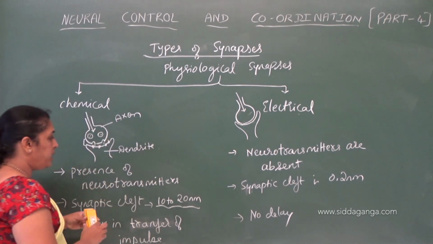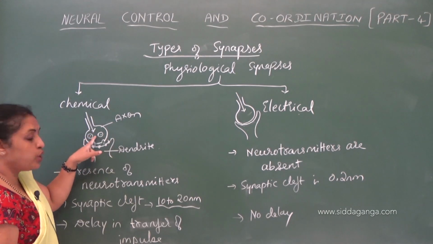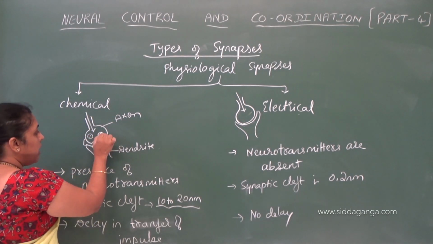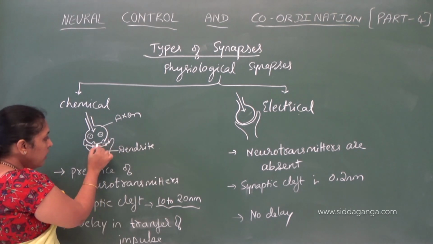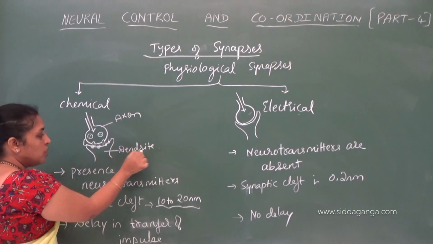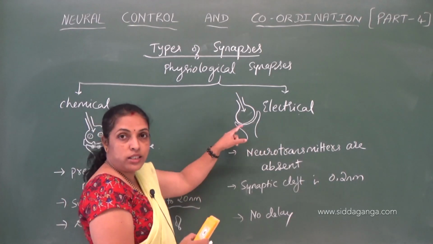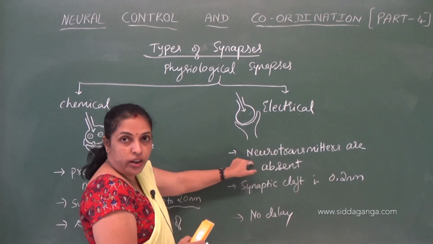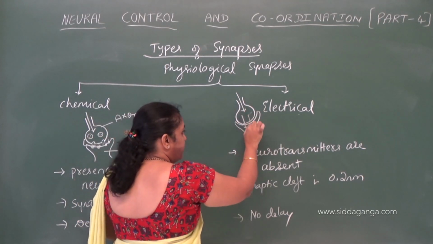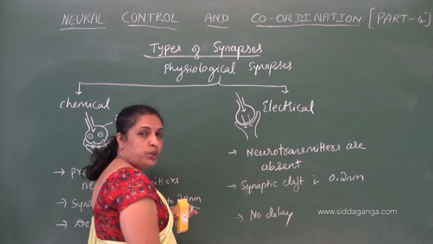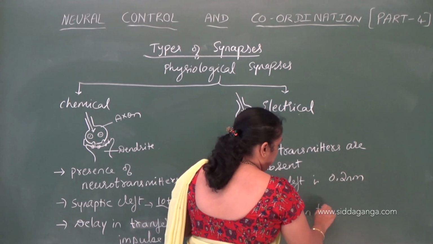Why do we see a delay here? Once the action potential reaches the axon terminal, the secretory vesicles or neurotransmitters have to be released into the synaptic cleft, and then they are added to the receptors present on the dendrite. So it will take time, whereas in electrical synapse, as there is an absence of neurotransmitters, there is no role for neurotransmitters and the impulse will directly enter from axon to dendron. So there is no delay in transfer of impulse.